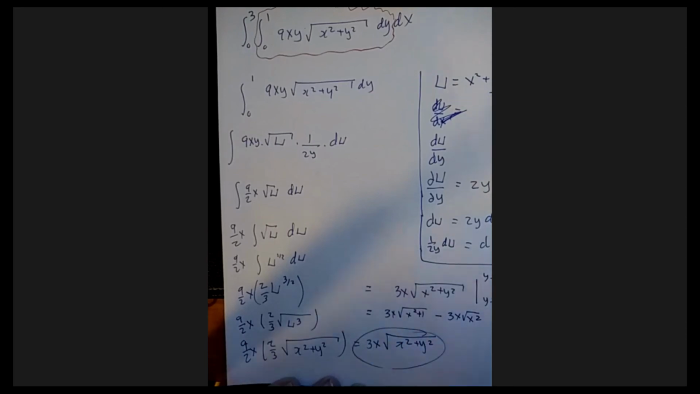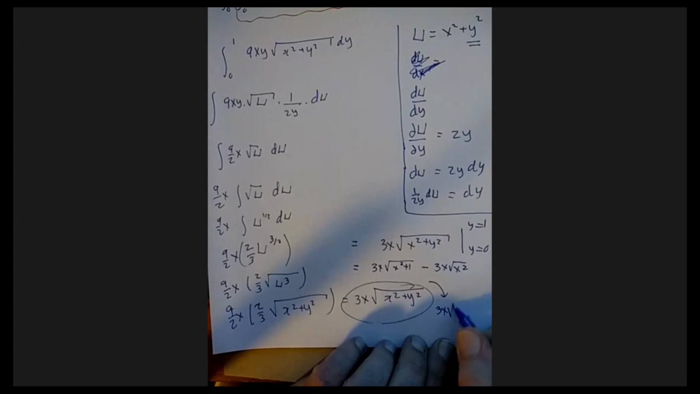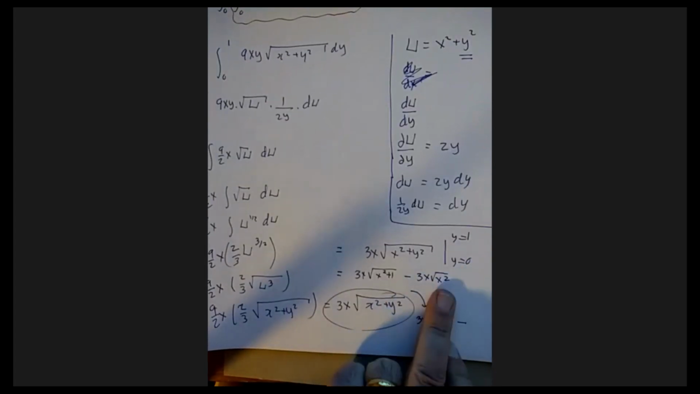I wish that wasn't there. So I now have 3x, the square root of x squared plus 1. Would you agree that the square root of x squared can be considered to be x? So that's really x times 3x, so it's take away 3x squared.